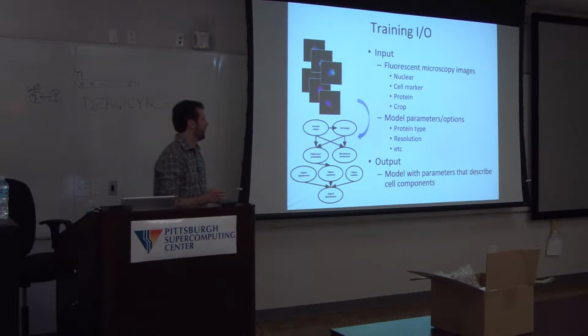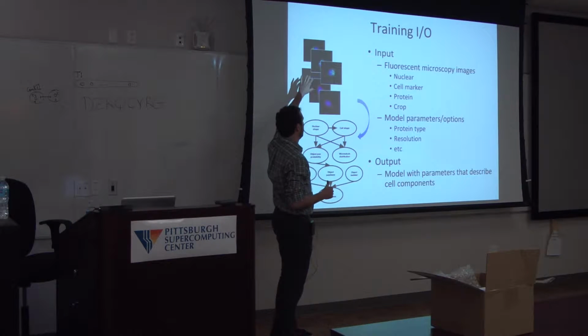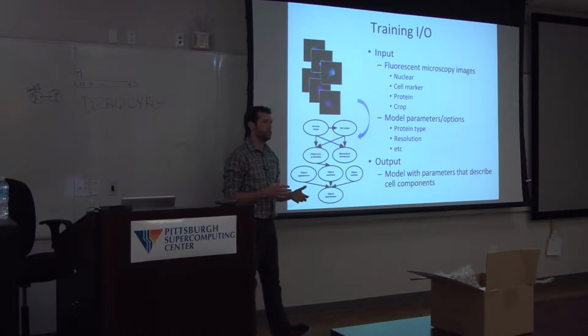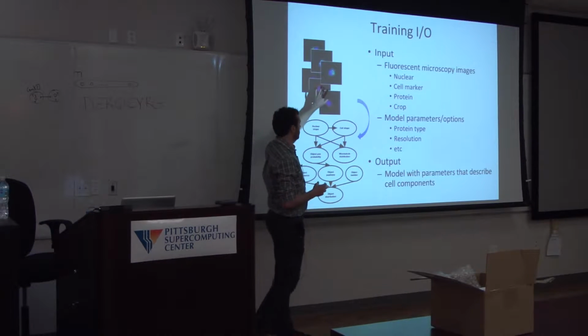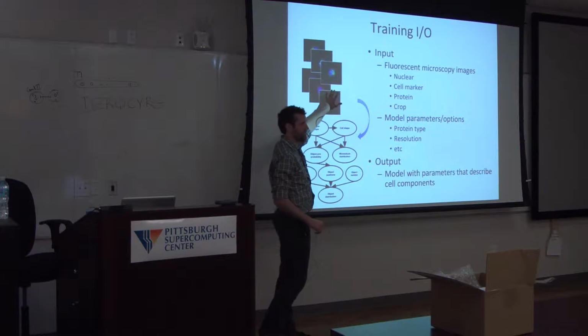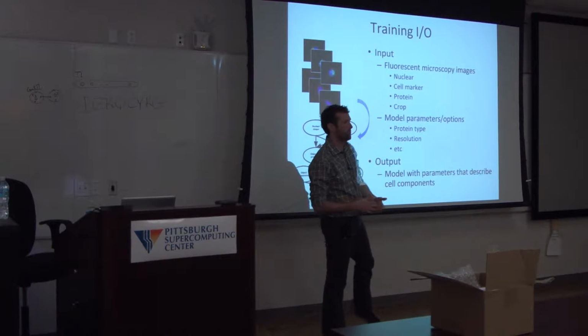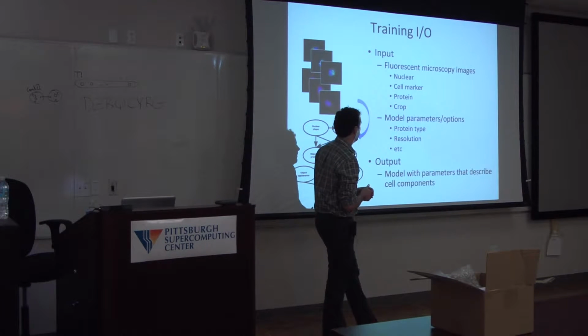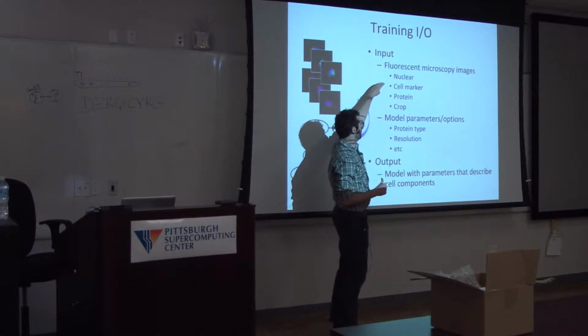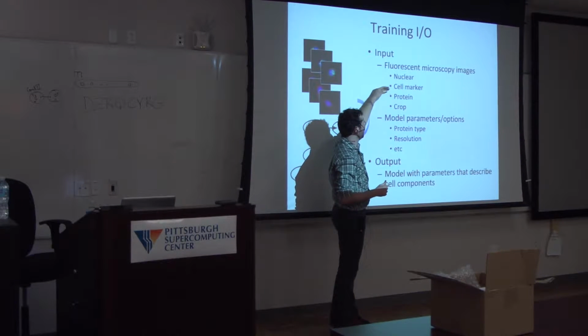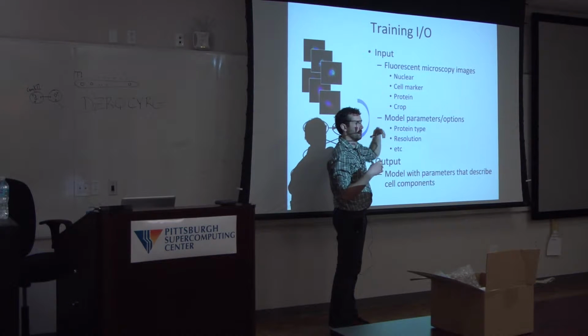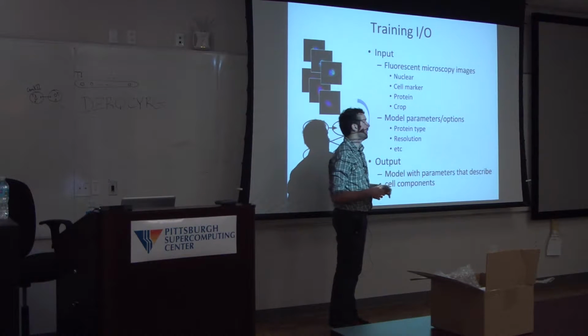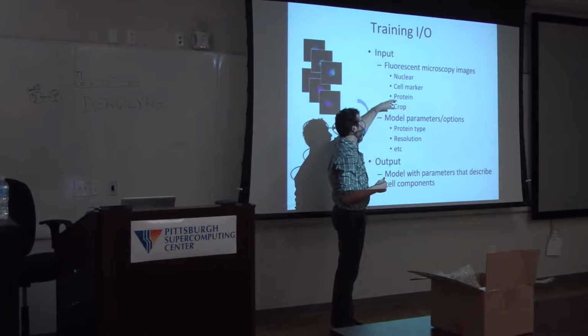So for training, your basic inputs are these fluorescent microscopy images. Typically, you can use other types of images if you have your own segmentation methods. But for Cell Organizer, usually we prefer that you give us fluorescent microscopy images. If you have some other type of image, you can talk to us about how we might use it. We would like you to have a nuclear marker, some sort of cell shape marker, so cytoplasm, ubiquitin, plasma membrane, something like that. A protein of interest, whatever it is that you're interested in.